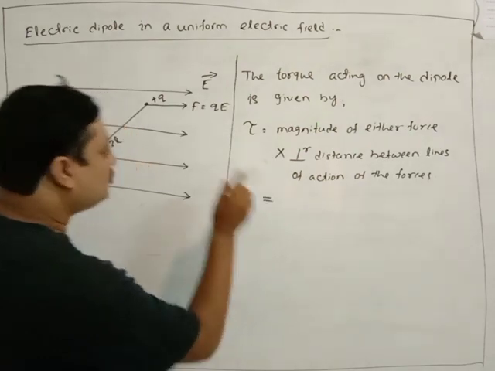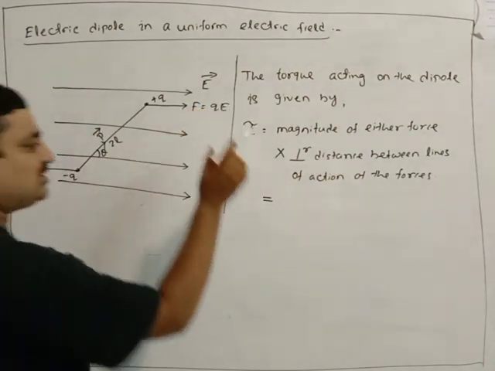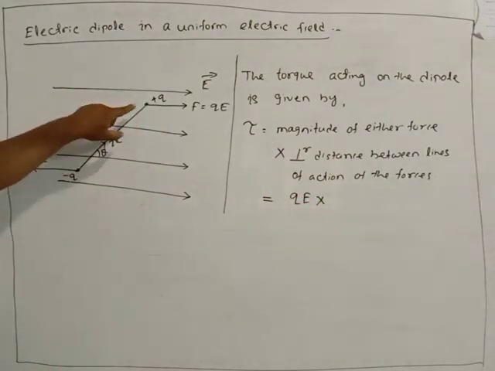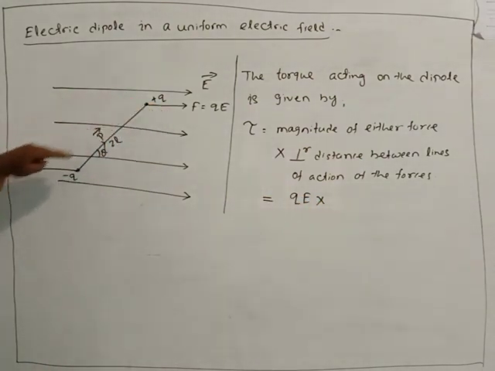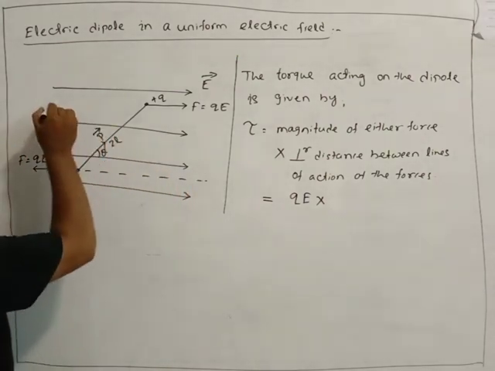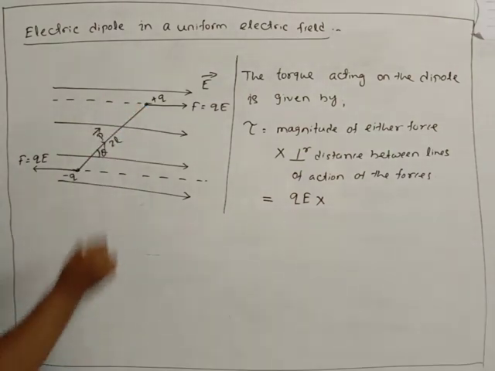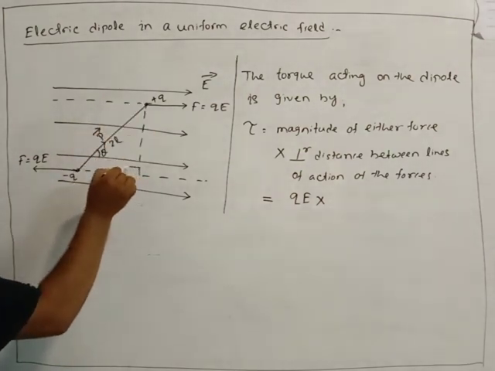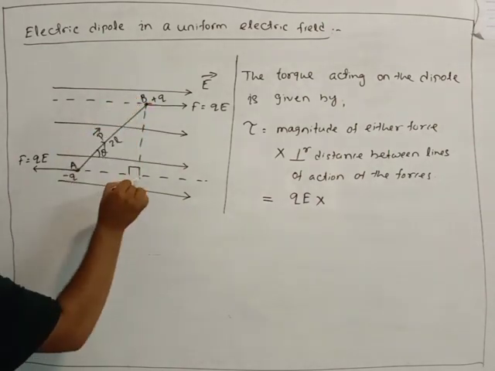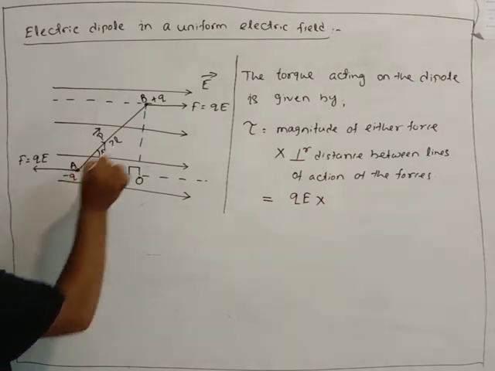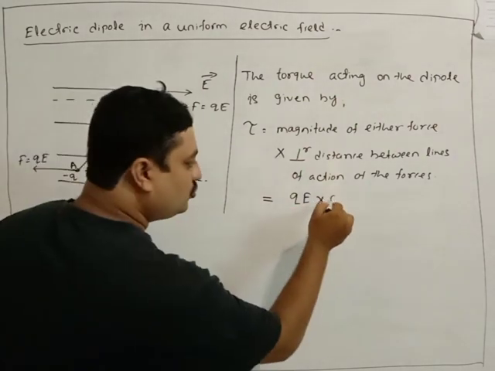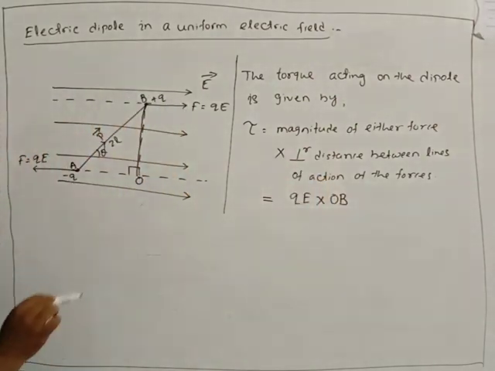Now, what is the magnitude of either force? The magnitude of both forces is the same, that is equal to qE, into the perpendicular distance between the forces' lines of action. So this is one force line of action, this is the other force line of action. We have to find the perpendicular distance between them. Let this be A, this be B, this be O. So we need the length OP. So it is equal to qE into OP.